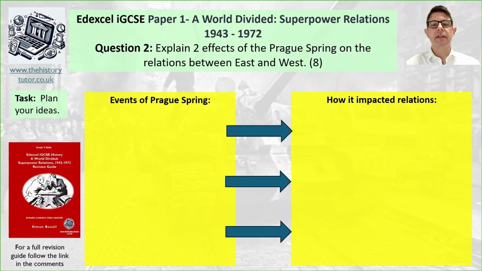So have a think now about the events of the Prague Spring and the events just at the end of the Prague Spring. How did they impact relations between East and West? How did they impact the Cold War? So pause me now, come up with some ideas, look through your notes to find one or two thoughts. You can use the revision guide, or you can, as I said earlier, use paper to note down your ideas. Away you go.